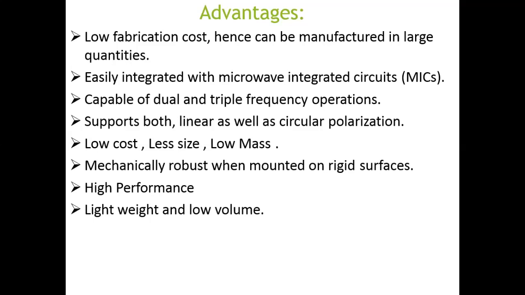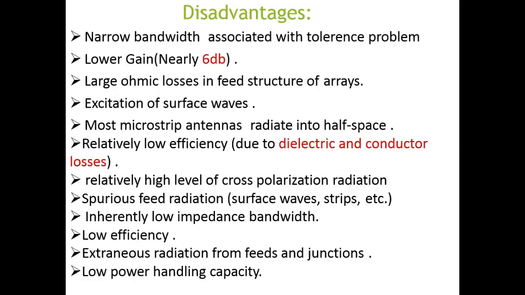Next, mechanically robust when mounted on rigid surfaces. High performance. Next one, lightweight and low volume. Disadvantages: narrow bandwidth associated with the tolerance problem. Low gain, nearly 6 dB. Large ohmic losses in the feed structure of arrays. Excitation of surface waves. Most microstrip antennas radiate into half space.